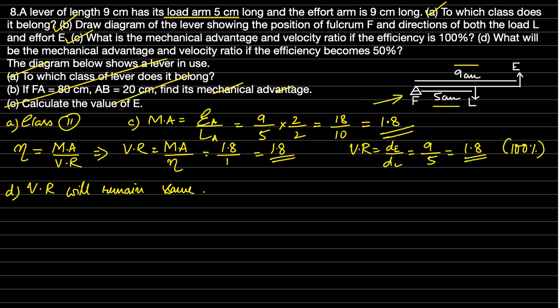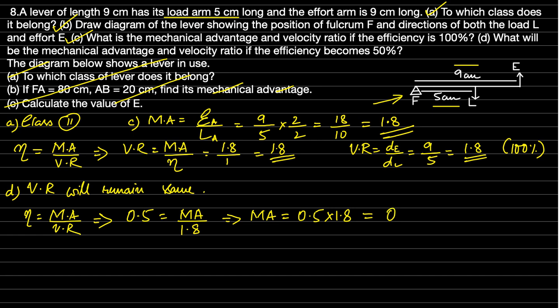And coming to the mechanical advantage, so we know the formula, efficiency is equal to mechanical advantage divided by VR. Now efficiency is 50%, that means we can take it as 0.5 is equal to mechanical advantage divided by VR, which is 1.8 as we have got. So we get mechanical advantage is equal to 0.5 into 1.8. So that gives me 0.9. So mechanical advantage is 0.9 when efficiency reduces to 50%. So we have got the D part also done.